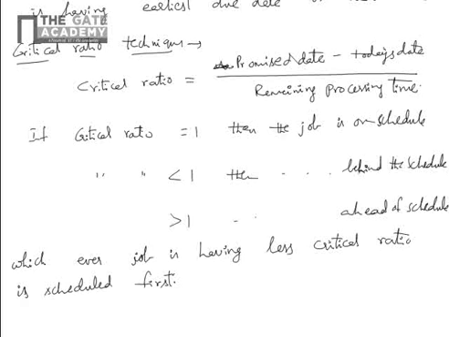The shortest processing time advantage is, if you use shortest processing time, it minimizes the mean flow time. It minimizes the number of jobs in the queue, because you are processing the job which is having less processing time first. So you can reduce the number of jobs in queue.